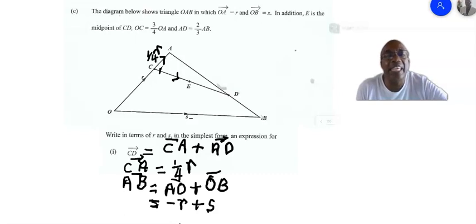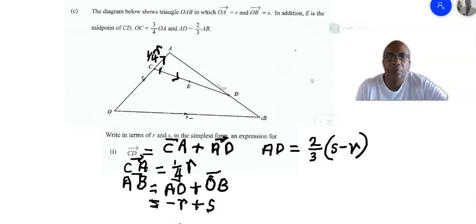And since vector AD is 2/3 vector AB, let's continue here. Therefore, vector AD equals 2/3 times vector AB, which is minus R plus S. We can just put S minus R to make it look a little better. S minus R. So we have AD.